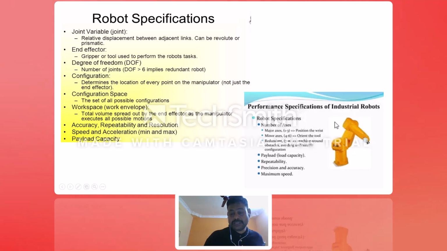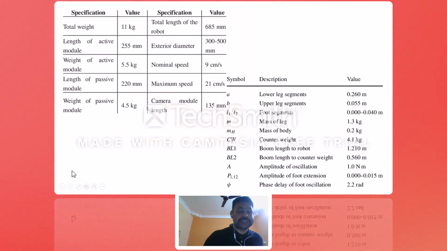If you go for industrial robot specification, the number of axes is important. How many rotations, how many linear, what is the payload, what is the repeatability, precision, accuracy, and what is the speed of the robot. These are all the important specifications for the robot.